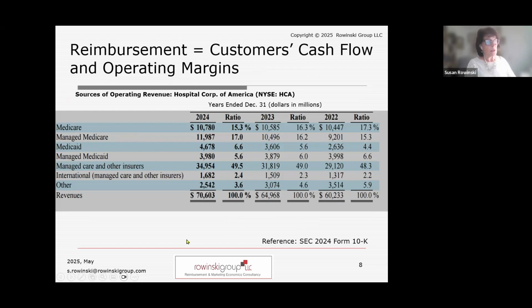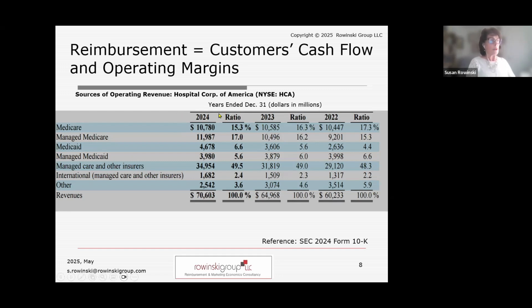And let's look at this. This is a sources of operating revenue for Hospital Corporation of America. It's a publicly traded company on the New York Stock Exchange. They are the largest operator of hospitals in the United States. And this is a very good diagram to talk about why reimbursement is important for commercial success.